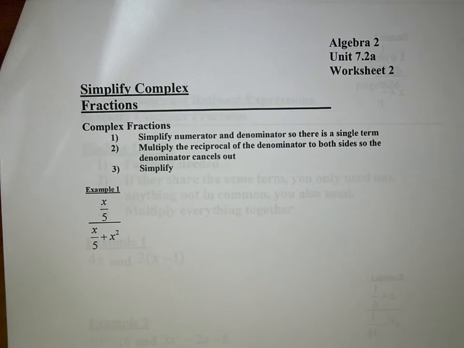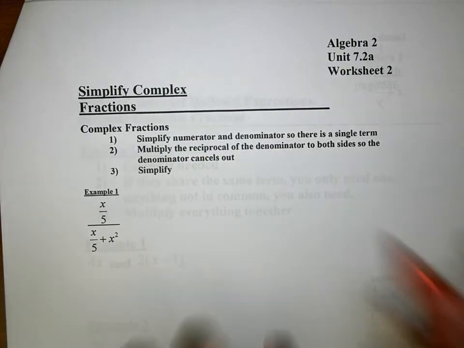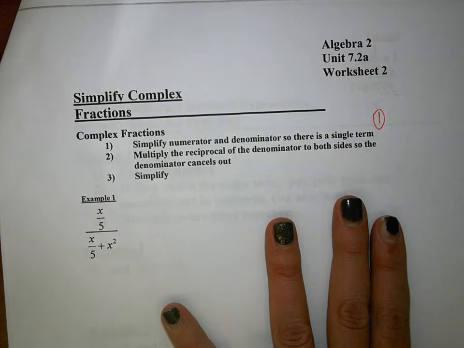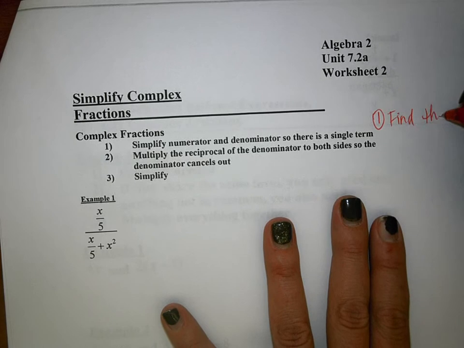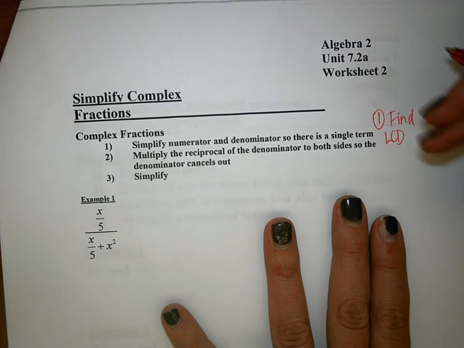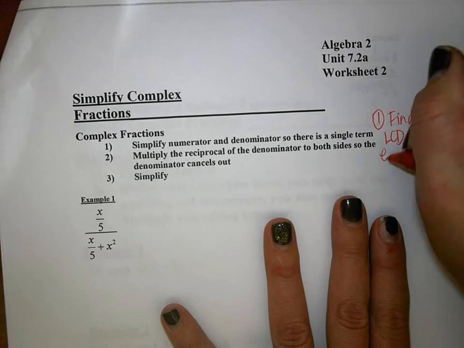Today we are talking about simplifying complex fractions. Here are some instructions. You can do it this way, but I have a way that I feel is easier than this. Okay, write this down, please. First step, find the LCD. Who knows what LCD stands for? Least common denominator. Correct. Least common denominator of the entire problem.